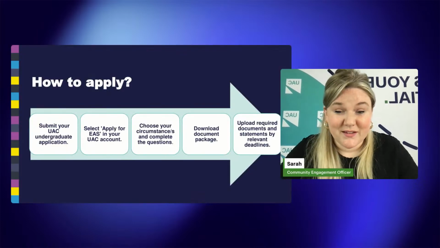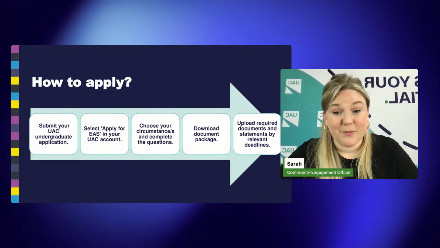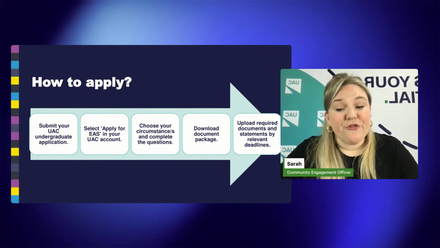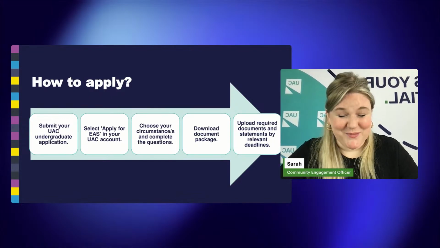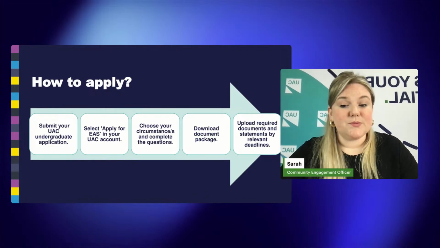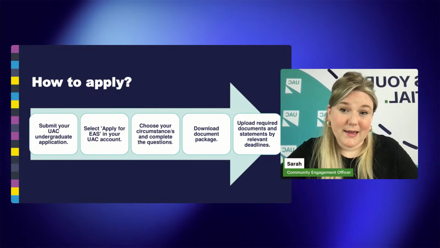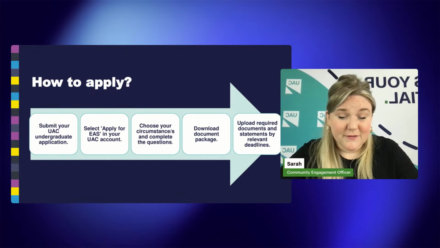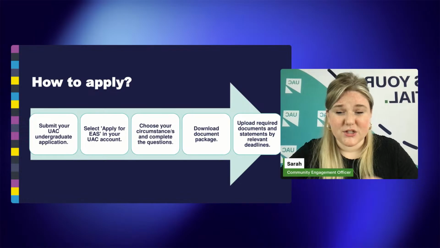Okay, so it's all well and good to know about these and what it actually is, but how do you actually apply for it? Because you need to know how to apply to be able to access the scheme. So your first step is that you need to submit your UAC undergraduate application. Please remember that. You've got to submit that for your EAS application to work. What will happen is once you've done that, there'll be a button that pops up that says apply for EAS in your UAC account. Now you can do this as soon as you've submitted your undergraduate application, or if you don't have the time when you do that initial application, just log back into your UAC application and that button will be there.